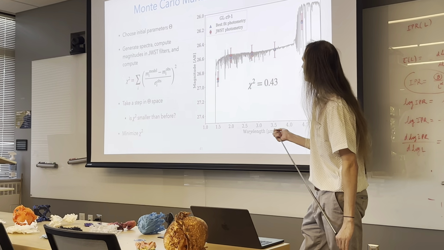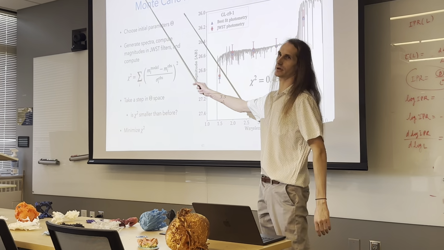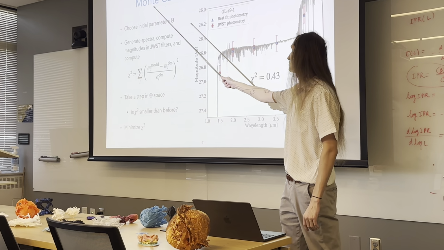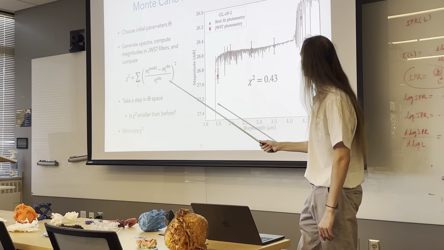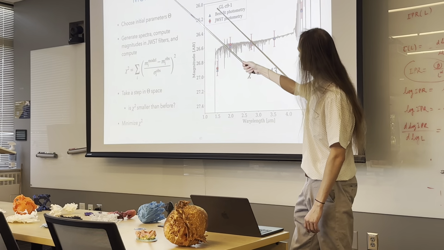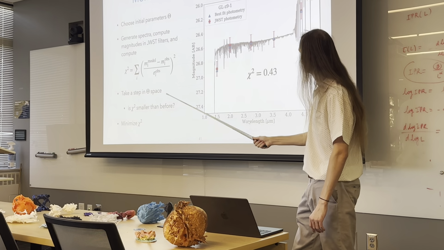So how this works is we choose some initial parameters. They don't have to give you a good spectrum that matches the data well. So here, this is showing the magnitude again, the brightness of the galaxy versus wavelength.